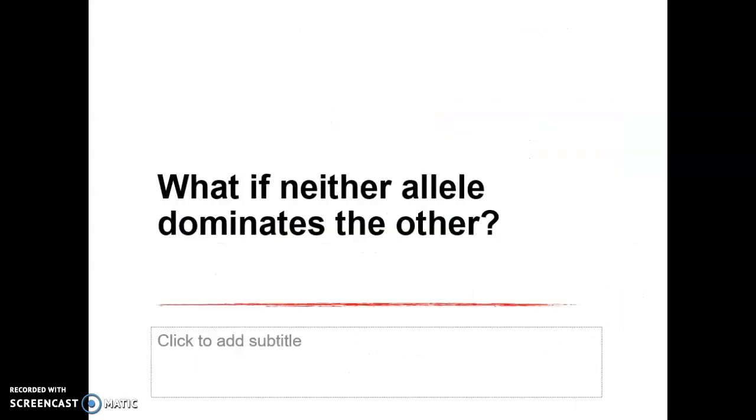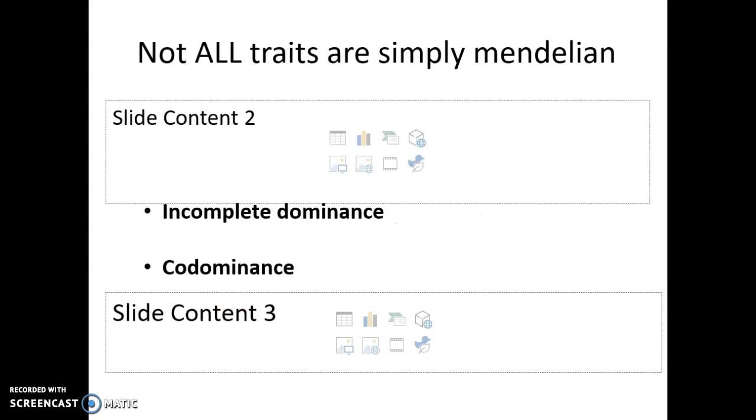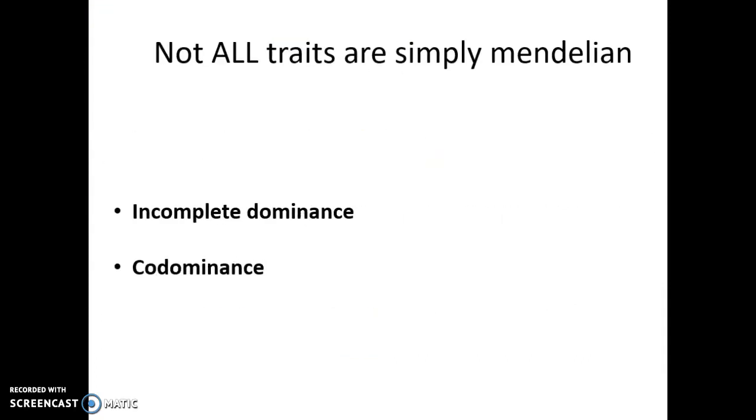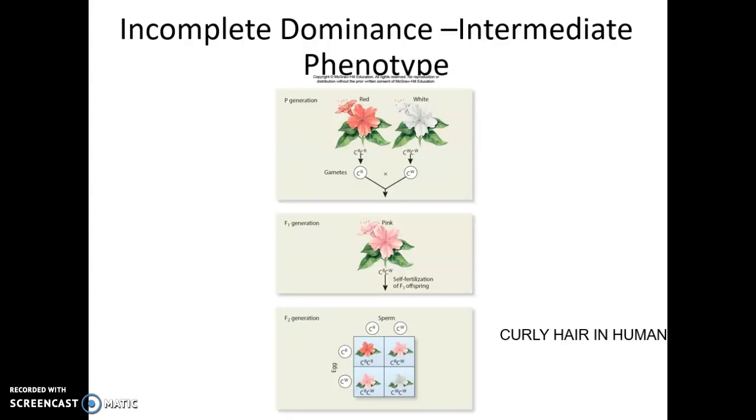Okay, another twist. What if neither allele dominates the other? First I said that you got a good allele and a bad allele, a dominant allele and a recessive allele. I said that the good gene could be dominant or recessive. But now I'm going to introduce something called incomplete dominance. Incomplete dominance and codominance are two different ways where we don't really see a recessive and dominant interaction.